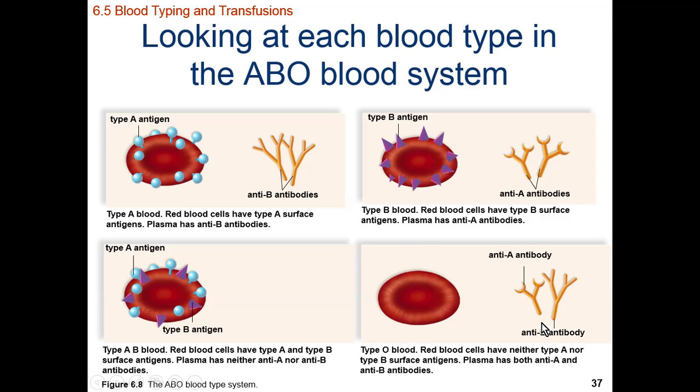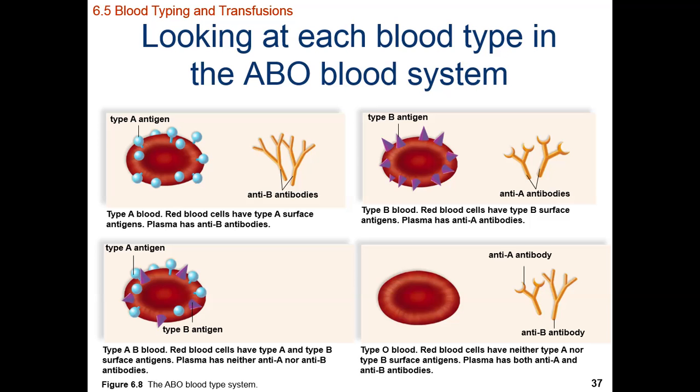So if I was receiving blood from a type O patient, that type O patient doesn't have any A or B antigens on the surface of the red blood cells. So theoretically, there would be nothing for any antibodies that I potentially have to stick to. And this is why type O blood, particularly type O negative blood, we haven't talked about the rhesus factor yet, but type O negative blood is considered the universal donor.